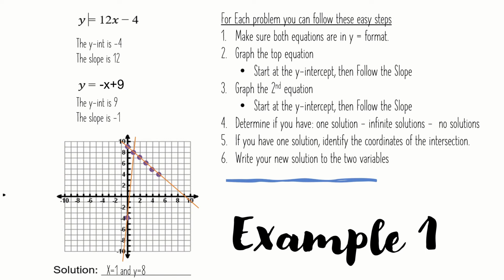Step 4, let's determine how many solutions we have. It looks like we have one solution. We can see where they intersect. Step 5, let's identify where the intersection point is. These lines clearly intersect right there. That point is at 1, 8. So that must be our solution. So you see down there at the bottom I've written x equals 1 and y is equal to 8. And we got that from the coordinates of where those lines intersect.